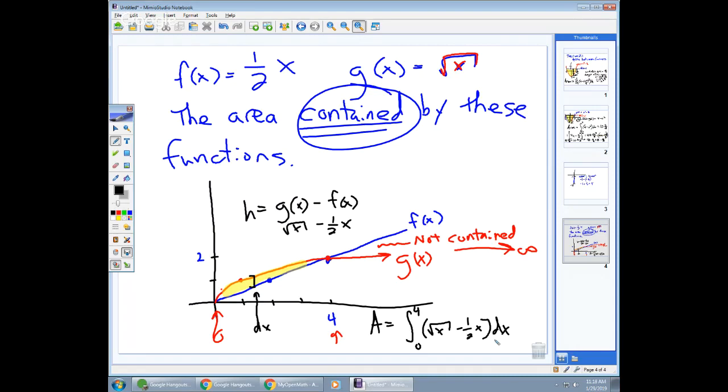How do you tell which one you subtract first? f of x minus g of x? It's always the top number minus the bottom number, because you want to get the height. In this case, g of x is always on top. The problem comes is, what if they switch? Who gets to be on top? Then we have a problem. That's where you do the absolute value. We'll do one of those in a minute. Okay, so come up with this value here.